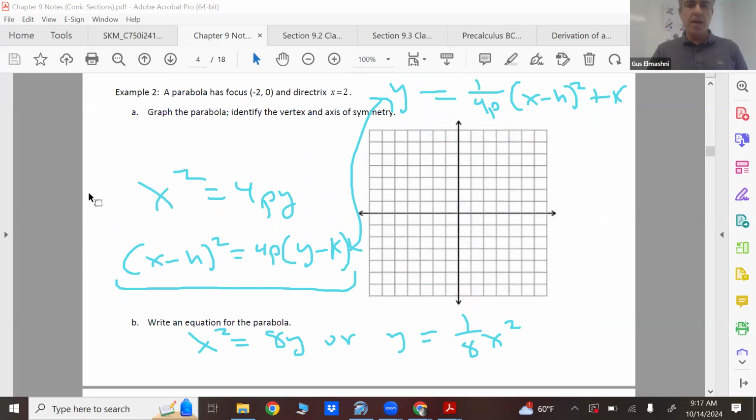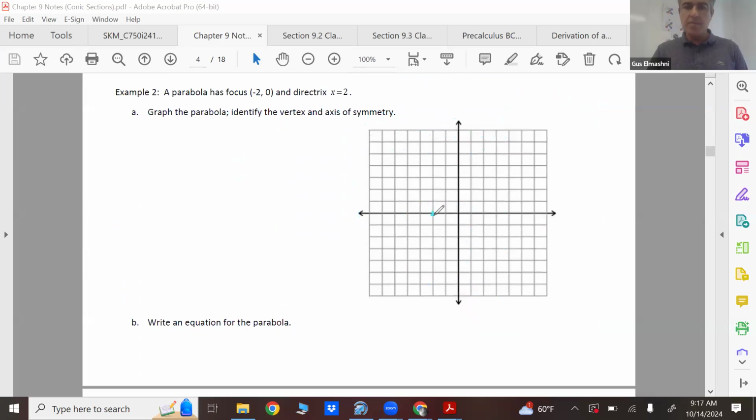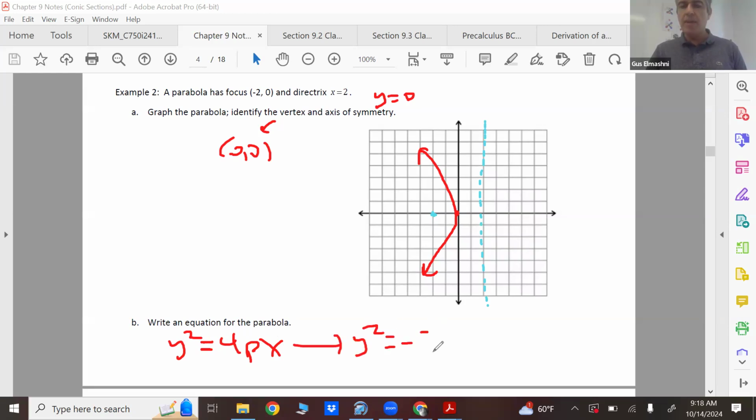So over here, the focus is at (-2, 0), directrix x equals 2. What direction do you think this is going to open? Yeah, to the left, exactly. So in this case, your vertex is still (0, 0). The axis of symmetry is y equals 0. Now the equation is going to look like this: y squared equals 4px. That just comes from the derivation if you work it out. So y squared will equal negative 8x.